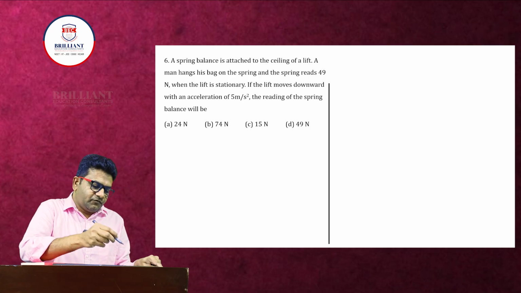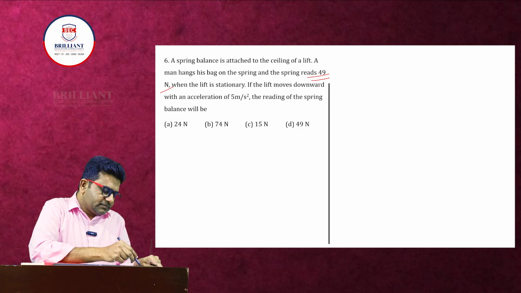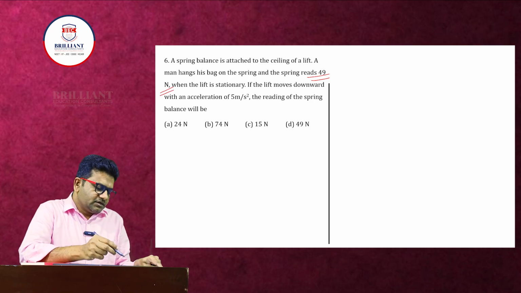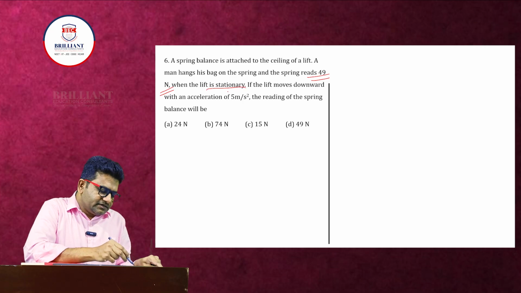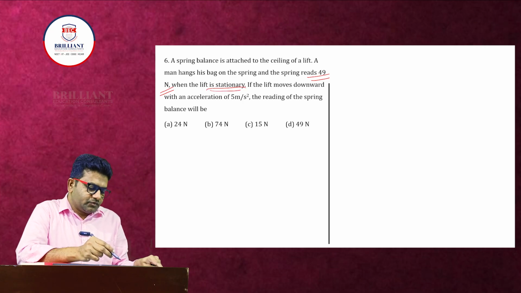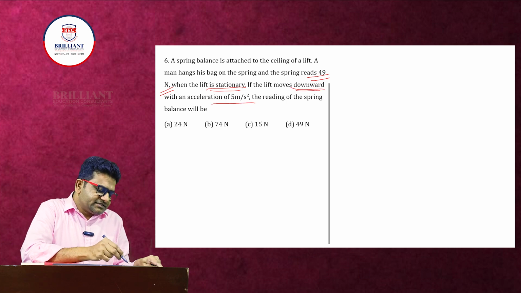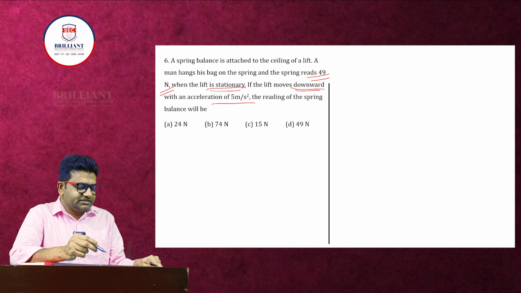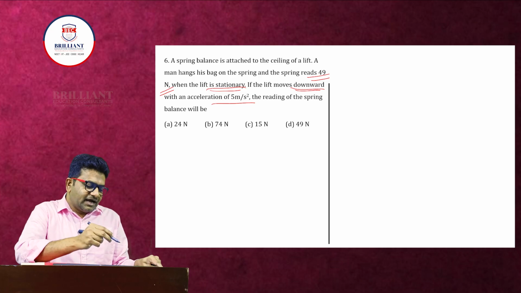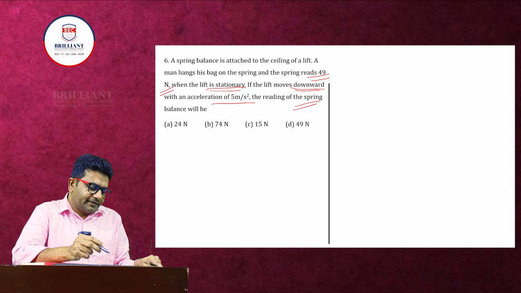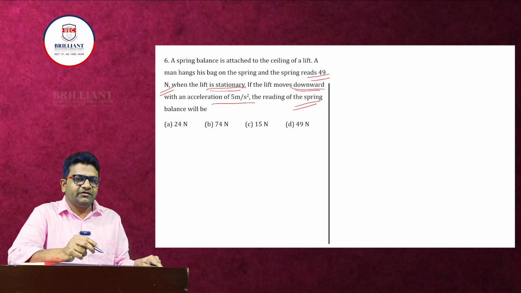So here you can see 49 Newton is given, that is force, the reading. Then the lift, first this lift is stationary, so it is 49 Newton. Then the lift moves downwards with an acceleration given as 5. So the downward acceleration is 5. At that time we have to find out the reading of the spring balance.